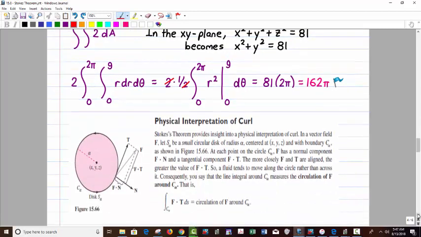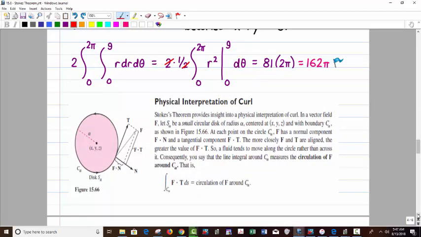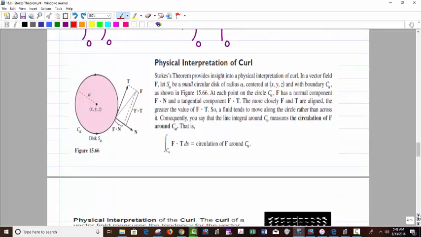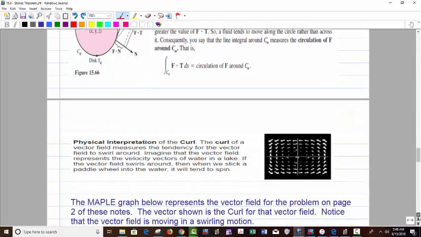(162 pi). Here's something that I just copied out of a book. You don't have to worry about any of that, but I just saw this and thought I'd copy it, and it measures the circulation of F around C. Okay. Oh, this is a little bit better though.